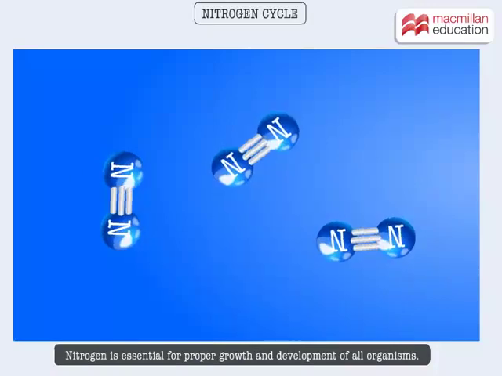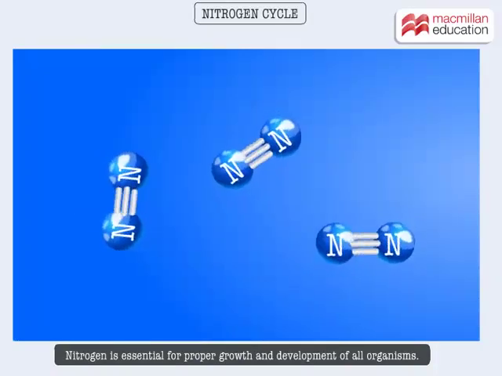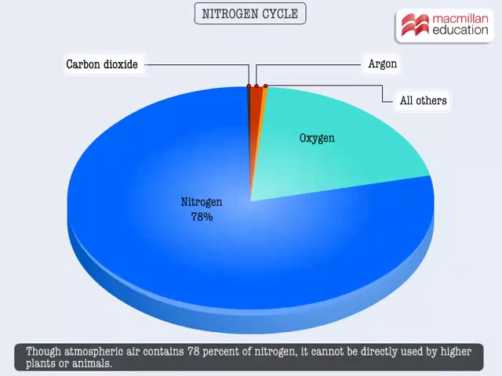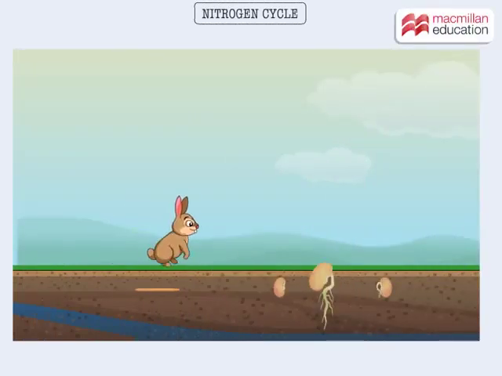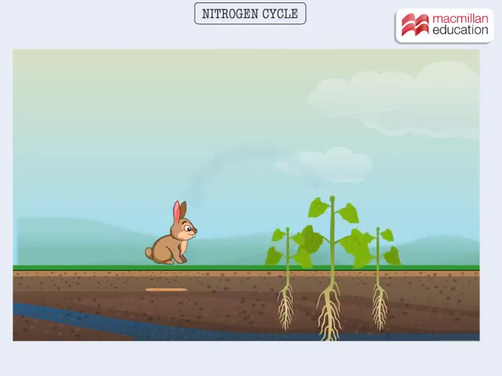Nitrogen is essential for proper growth and development of all organisms. Though atmospheric air contains 78% of nitrogen, it cannot be directly used by higher plants or animals. Plants assimilate nitrogen and supply it to animals.